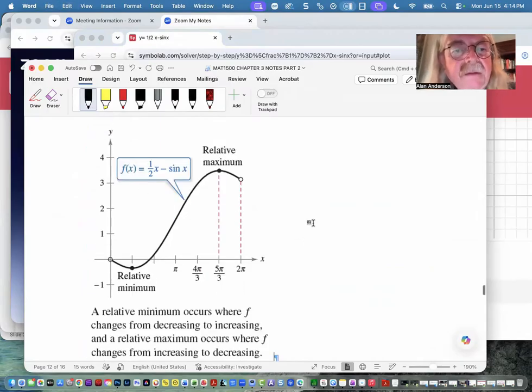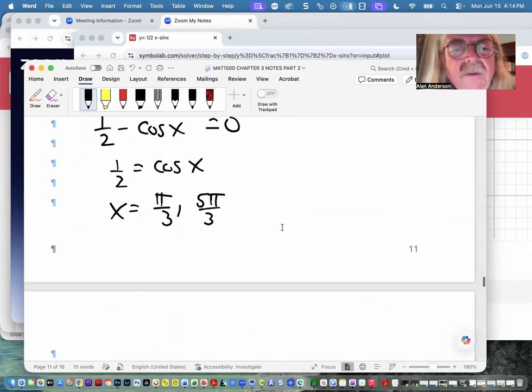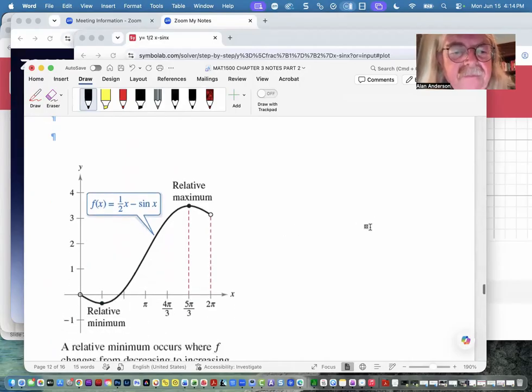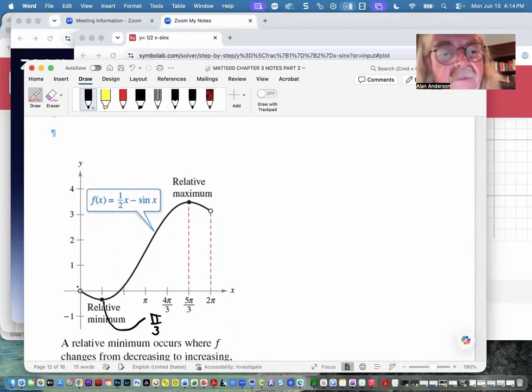So, the 2 points at which the tangent is horizontal are, as we saw, pi over 3 and 5 pi over 3. So we can see there's two, we need to check this region, but you can see by looking at the graph that we're going from negative to positive and from positive to negative. So, we can tell just by looking at this graph.